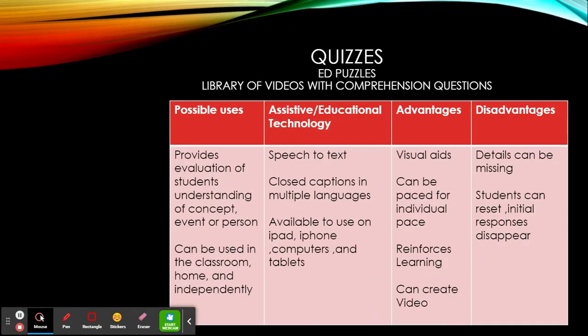When we look at different things, the one informal assessment that I'd like to talk about is quizzes. A quiz technology example would be Edpuzzle. What it does is it gives you possible uses, such as to understand if they understand the concept. It can also be used anywhere in the classroom or home. They could use it independently.